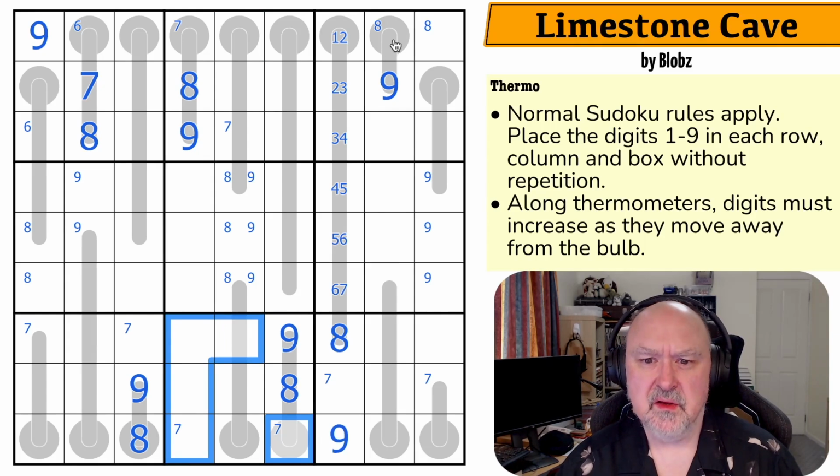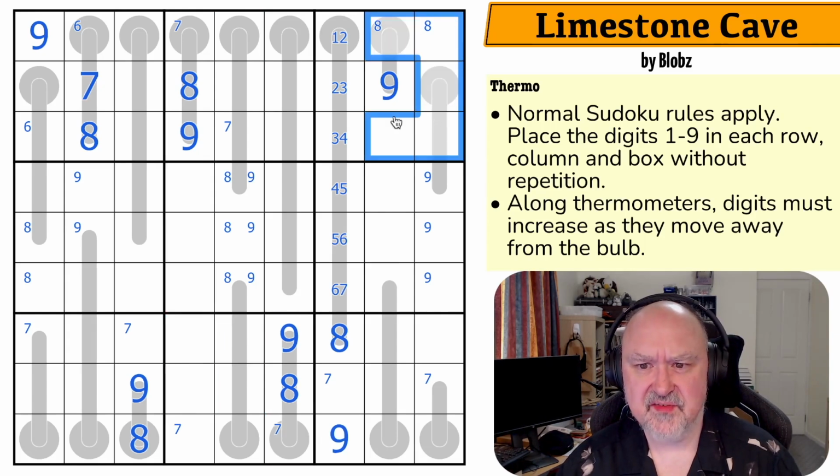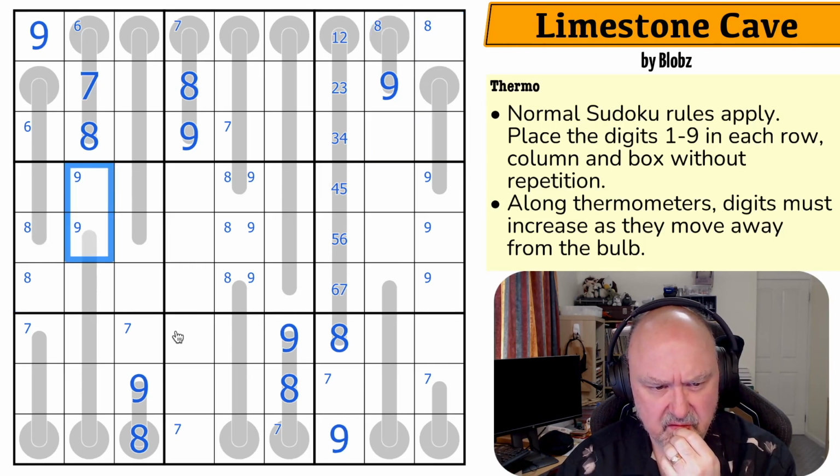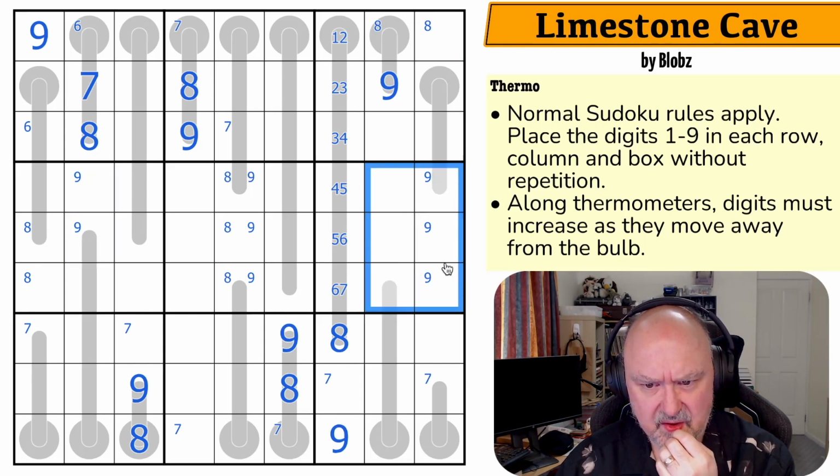5, 6, 7, and 8 have to go in here. 7 is in one of these. No, I'm not seeing it. 8's in one of those, 9's in one of those. Eight seems to be able to be anywhere there. Huh.